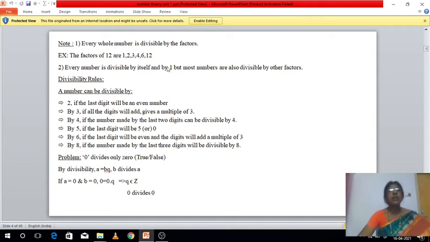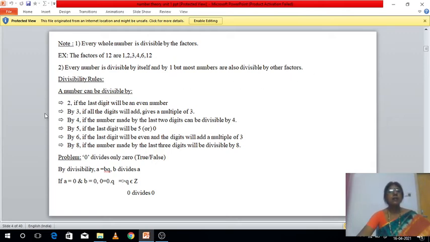Most numbers are divisible by 1 and itself. Many other numbers are divisible by not only 1 and itself but also by other factors.